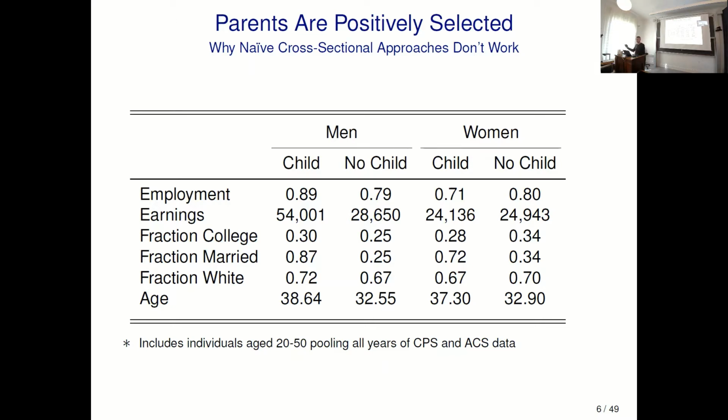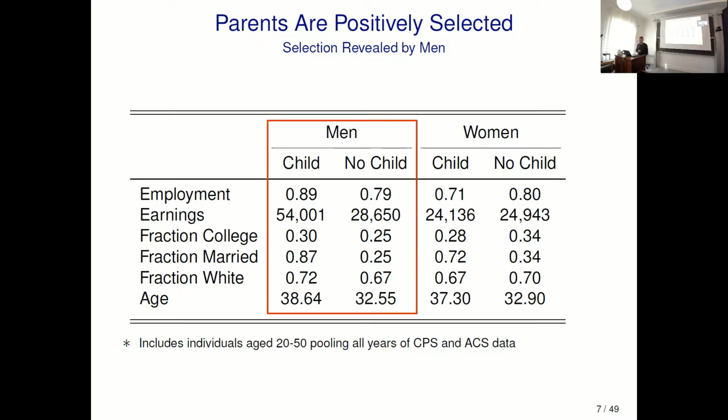For women, it's more tricky because there we also have the child penalty. So men reveal selection, and you can see here that that selection is positive. Employment rates are much higher among men with children. Earnings are much higher. Education is much higher. Fraction married is much higher. Men with children are also older on average, et cetera, et cetera. And of course, you can just run a regression and try to control for some of these things, but we would always worry about whether we can deal with this by only controlling for selection on observables. Unobservables will always be a concern. So that's the fundamental issue here, and that's why the basic regressions that people worked on early on probably don't have a causal interpretation.